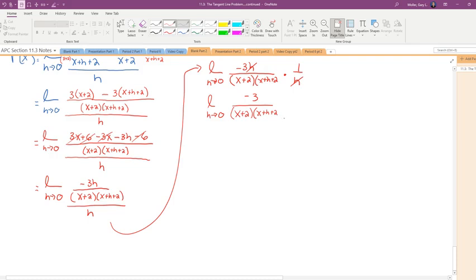And now I can plug in an h of 0. And when I do that, I get the derivative of the function is equal to, plug in 0, I have negative 3 over x plus 2 times x plus 2, or negative 3 over x plus 2 squared.